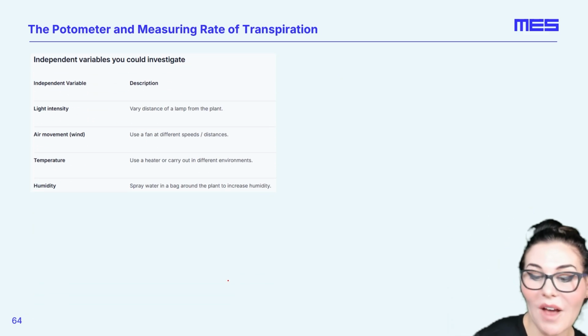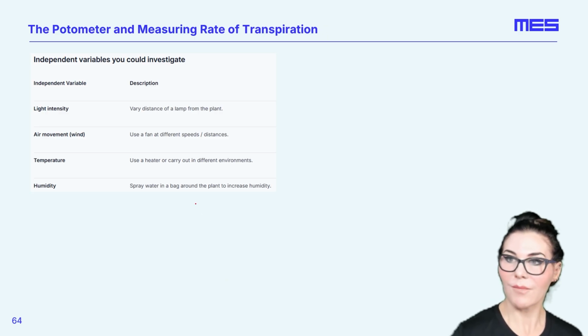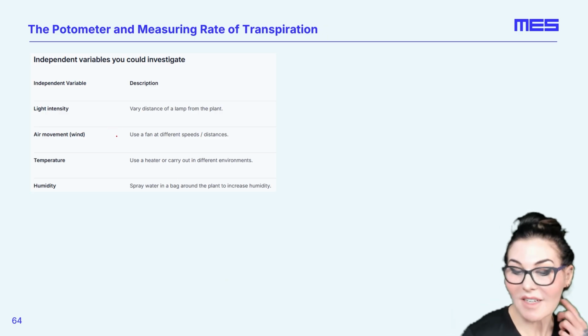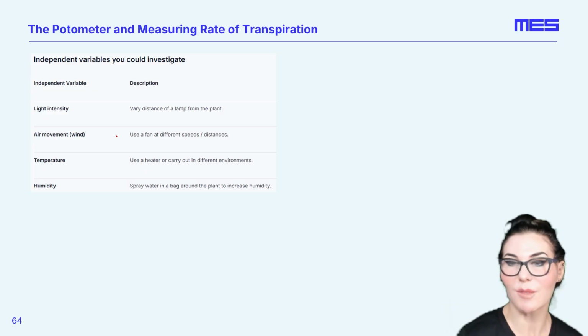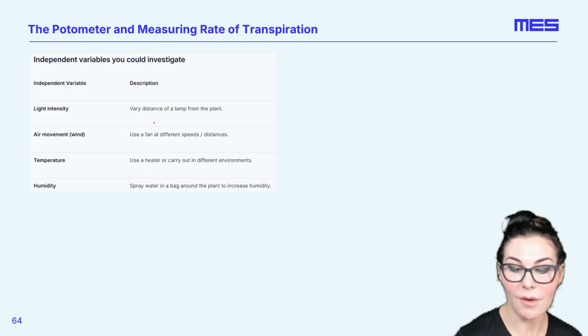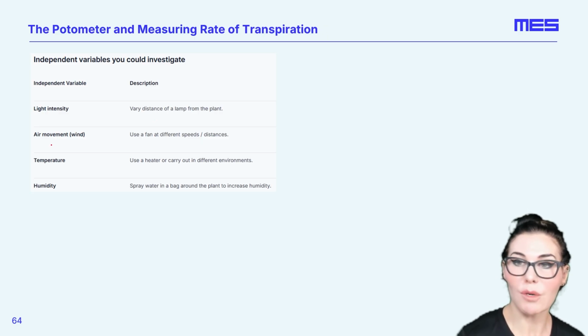So things you could investigate using a potometer: you could investigate whether light intensity has an effect on the rate of transpiration, how quickly that bubble moves. How would you do it? You could use a bench lamp and do it at different distances from your plant and then repeat the process over and over again. You could mimic a windy day by putting a fan next to your plant at different speeds and see if that affects how fast the bubble moves along the capillary tube.